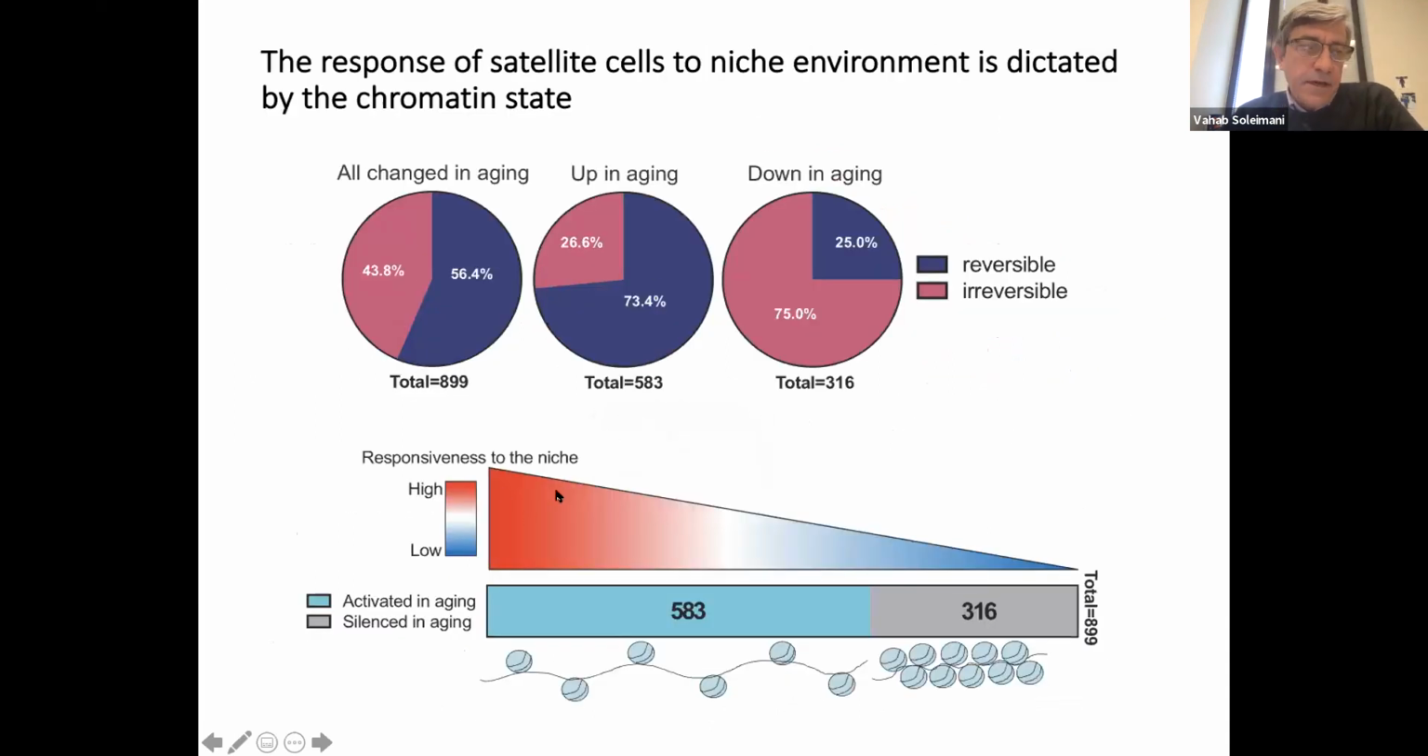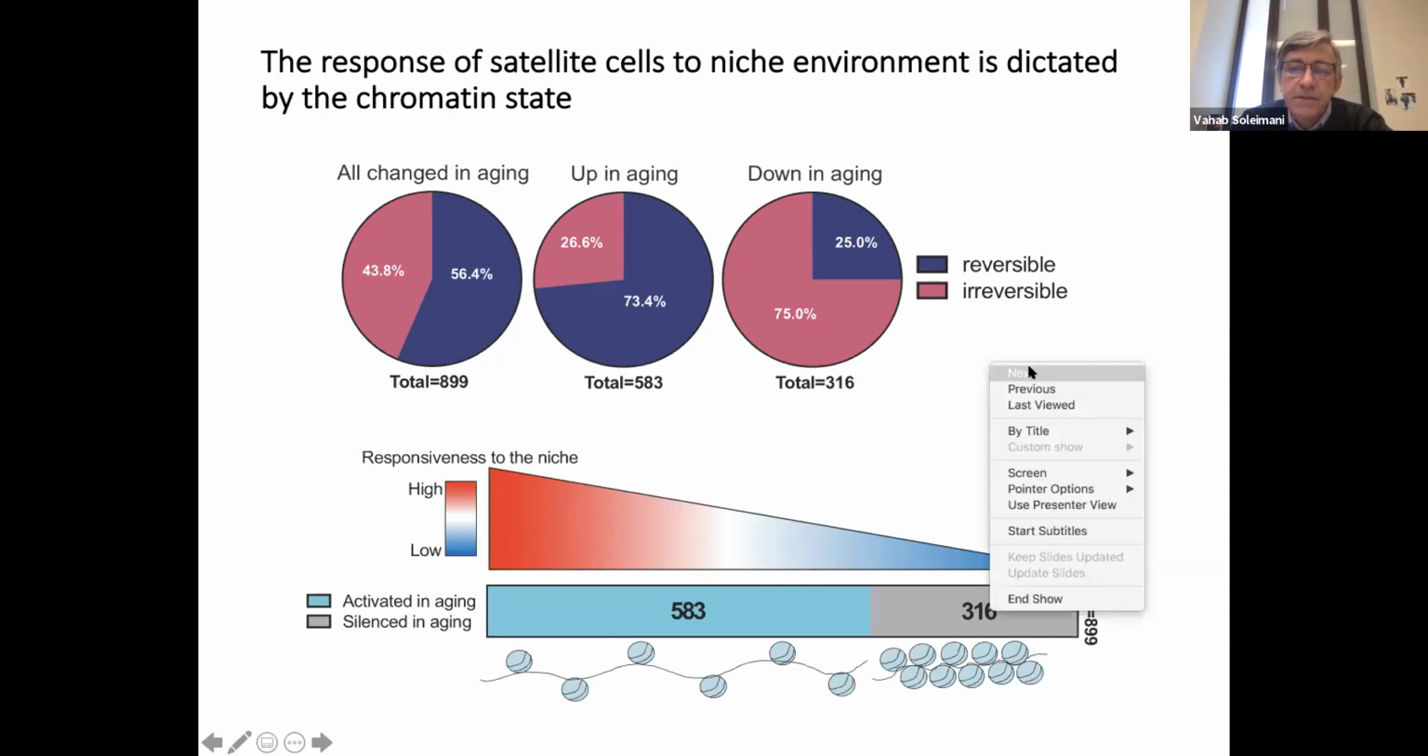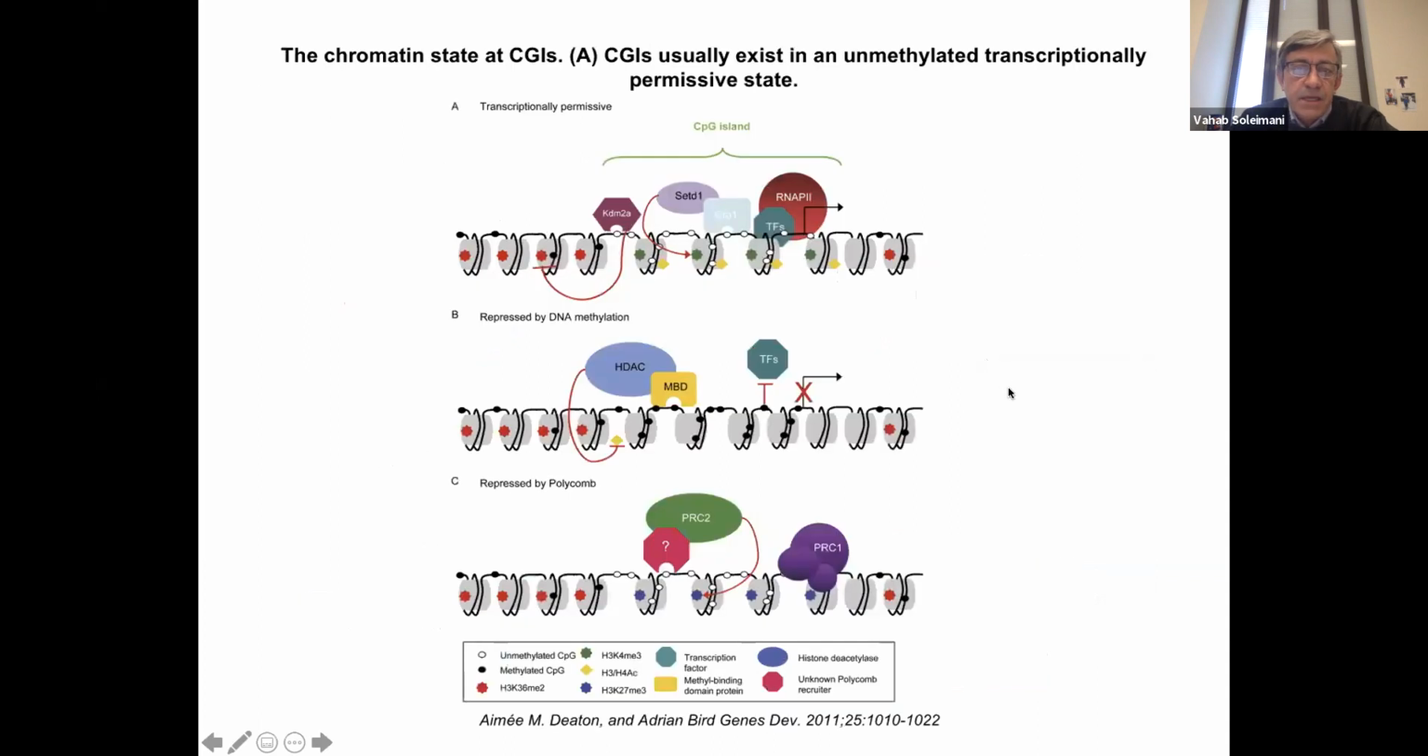So this diagram here basically summarizes what I just told you. The degree to which gene expression responds to the niche depends really on the chromatin states. Repressed chromatin or repressed genes are not responsive to the niche environment. So then we can look more specifically at what is so different between active genes and repressed genes in terms of their response to the niche environment?